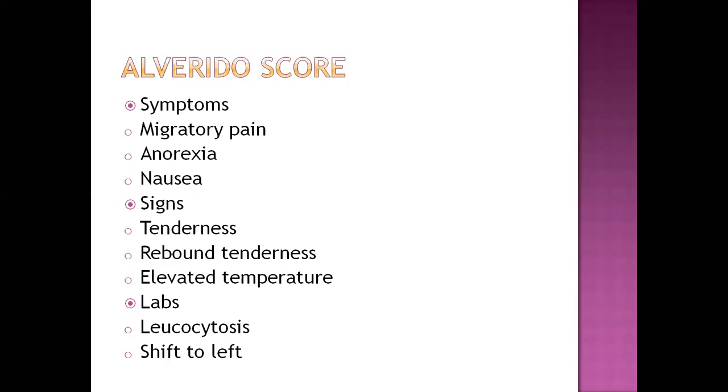If your score, during the history taking, examination, and investigative workup, is less than 5, you can manage the patient conservatively. If it is more than 5, up to 7, you should go for appendectomy or surgery. And if it is more than 7, up to 10, there are chances of complication of appendicitis. Okay.